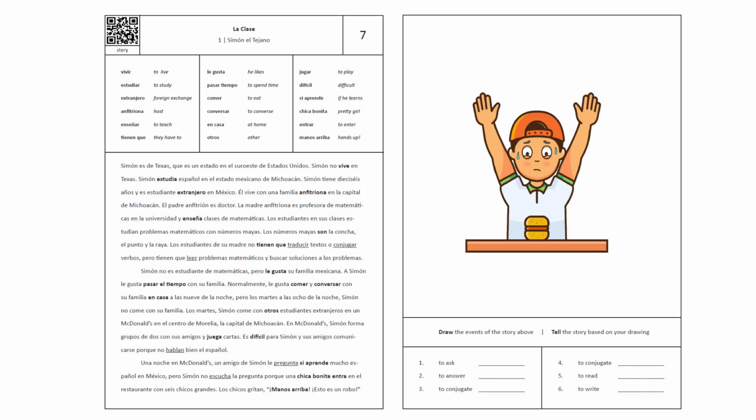Once the students have learned the vocabulary enough and they know the phrases enough and they have these small words memorized that they've been working on, they're ready for a story. This is the first story that my students read every year, a story about Simon. It takes place in Michoacan, in Morelia.